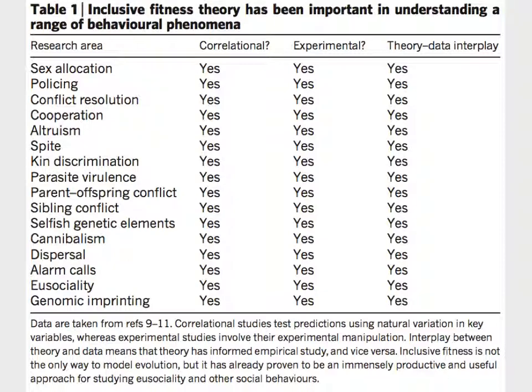Whereas the parent might be selected for having some resources for that offspring and some resources for another offspring. So the siblings are one-fourth related to each other. So the siblings have a conflict, but there is also a conflict over what's the best allocation of resources for the parent.